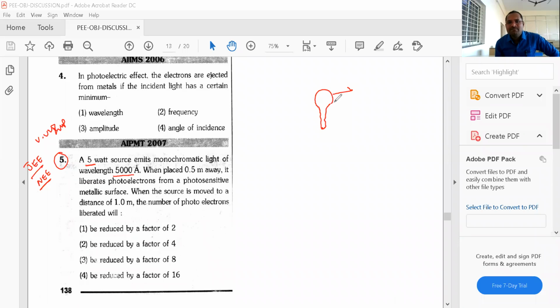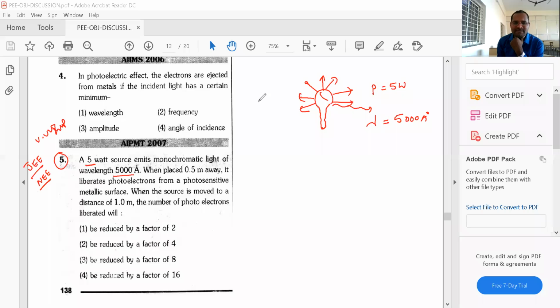Okay, and this bulb emits light. This bulb's power is given as 5 watt. What is the wavelength of this light? 5000 angstrom is given. Now, it is placed 0.5 meters away.